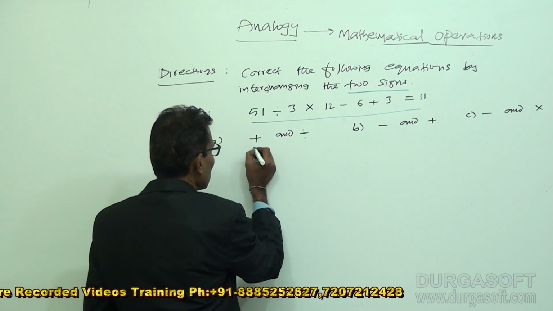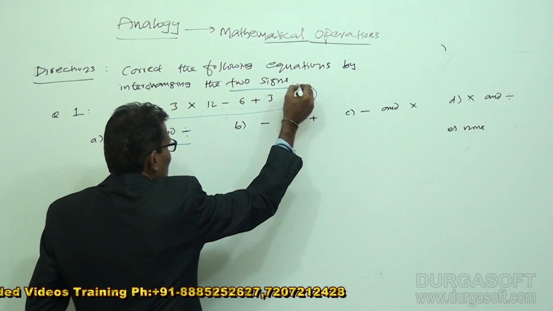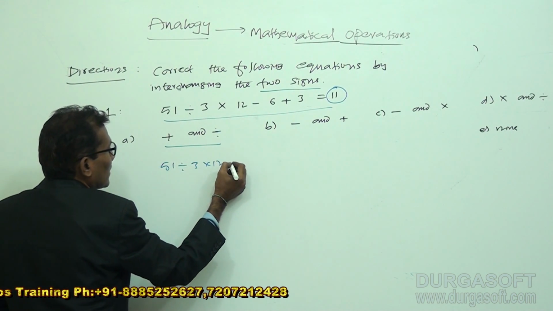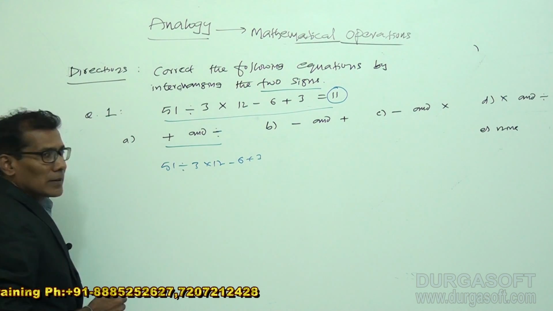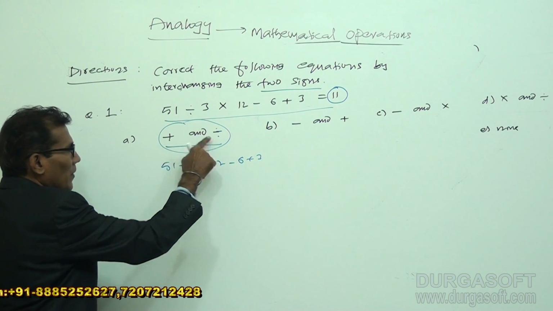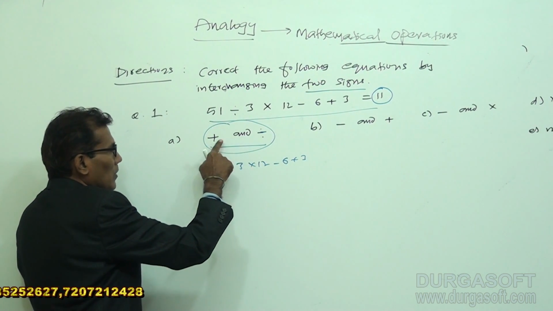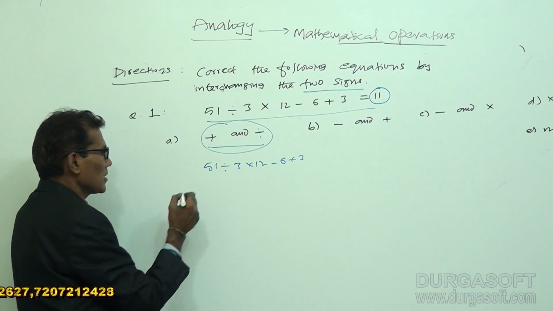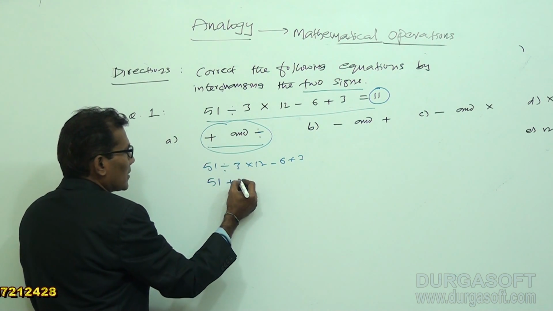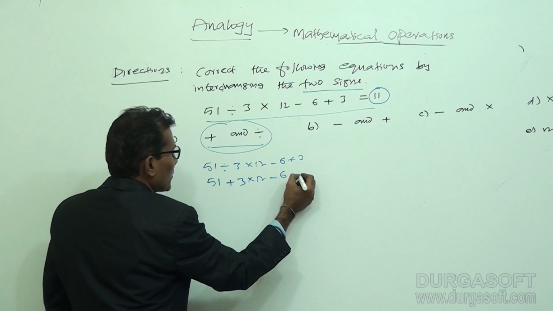Now we are cross checking with the first option A. Here keep the result in your mind. So I am taking 51 divided by 3 into 12 minus 6 plus 3. Now I am going to apply the first option, plus and divided by. What does it mean? Plus and divided by should be interchanged. Means in the place of divided by, write down plus, in the place of plus, write down divided by. Both should be interchanged. So 51 as it is, the division is going to change into plus. And 3 into 12 minus 6, the plus is going to change into divided by.